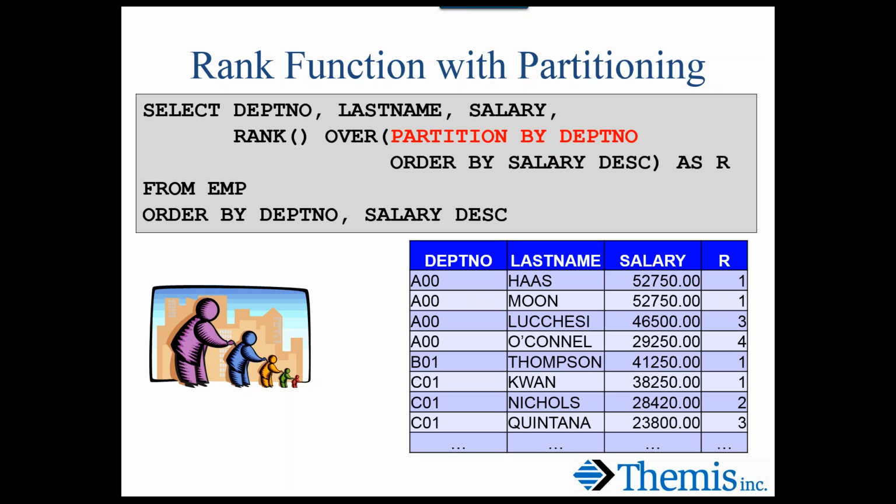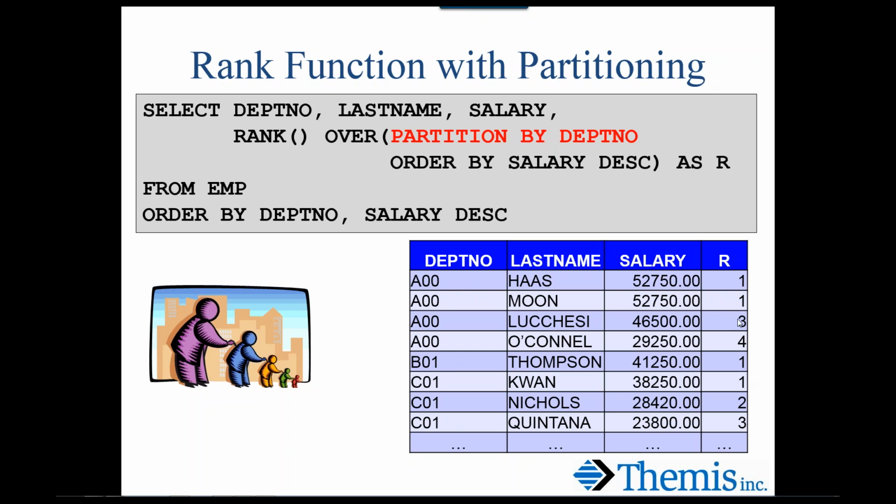When I say partition by DEPTNO, I'm saying we're going to group the rows or the results by the department number, and then within that, I'm going to order by salary descending. So on the right here, you see that Haas and Moon are still in the same department, and they were both still tied at number 1. Lucchesi and O'Connell are 3 and 4 within that department A00. But then when I get to a new value for department number, I start over. So there's only one guy in B01. There were 3 people in C01, and they're ordered 1, 2, 3.